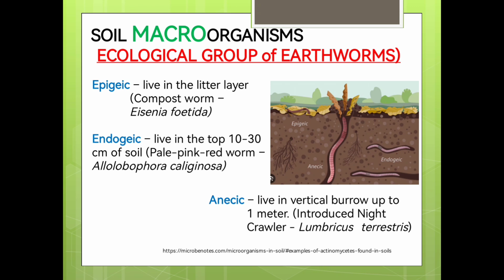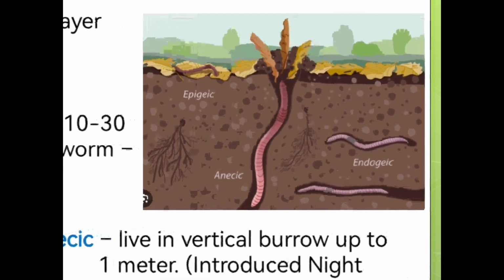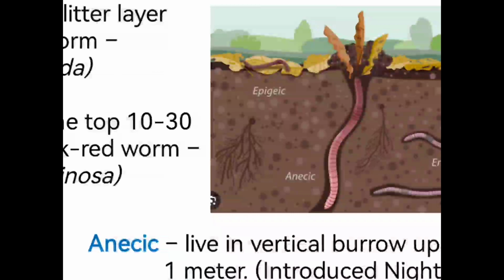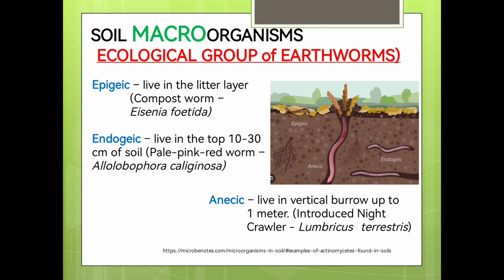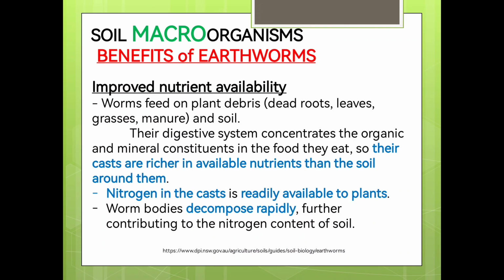If you look at their formation, the epigeic and endogeic are horizontal in orientation. But the anecic is usually vertical, upright. So those are the three ecological groups of earthworms: epigeic, endogeic, and anecic. So what are the benefits of earthworms?